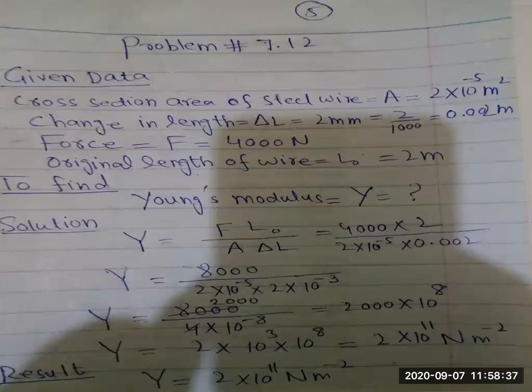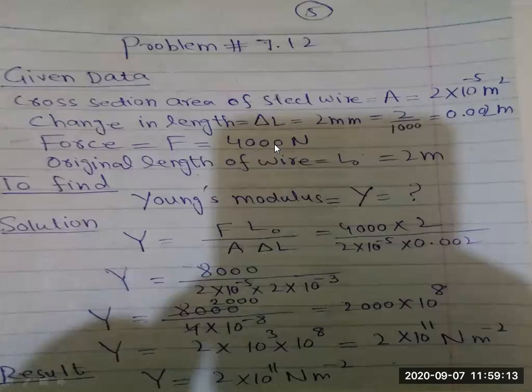So first of all, I write the given data. The cross-sectional area of the steel wire is denoted with capital A, which is given as 2 multiplied by 10 raised to the power minus 5 meter square. And you know the meter square is the unit of area. Again, the cross-sectional area of steel wire is denoted with capital A, given as 2 times 10 raised to the power minus 5, and the unit of area is meter square.